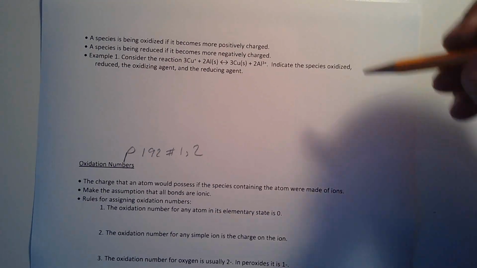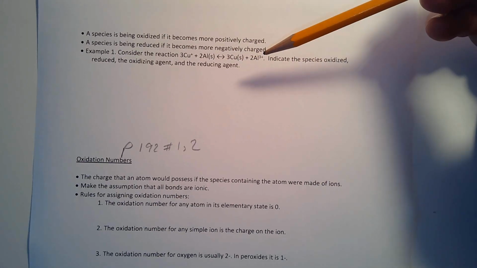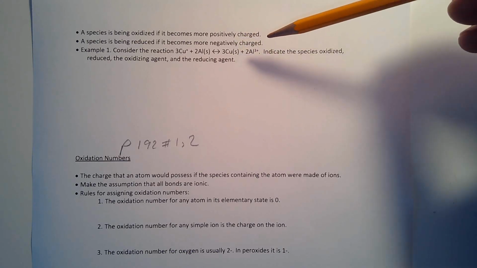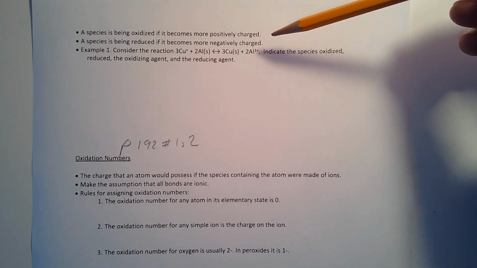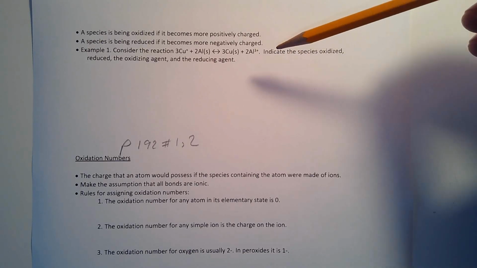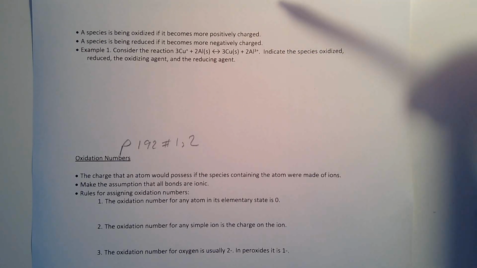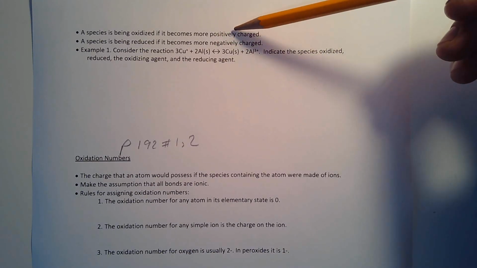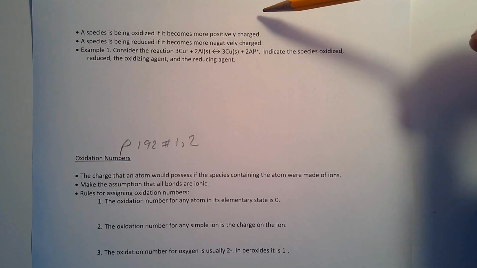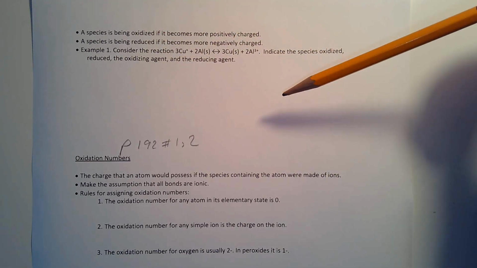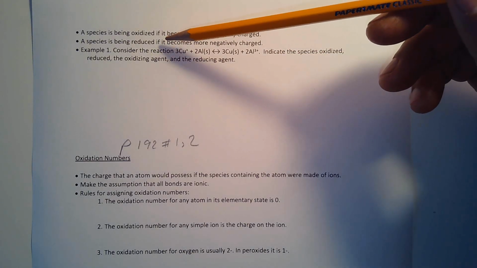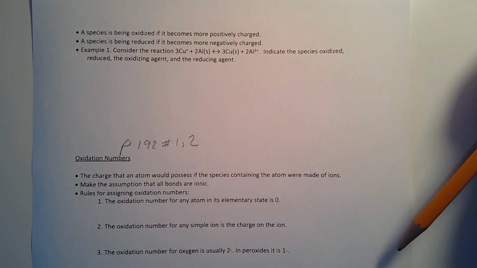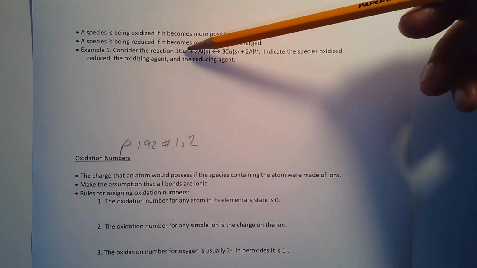Another way to look at things: a species is being oxidized if it becomes more positively charged. Remember, the atom structure is such that the protons and neutrons are in the nucleus, so they stay as is. The only thing that can happen is you bring in electrons or take out electrons. So if something is becoming more positively charged, you're losing electrons, and that's why it is oxidized. Conversely, if something becomes more negative, electrons are being brought in, which means it's being reduced.